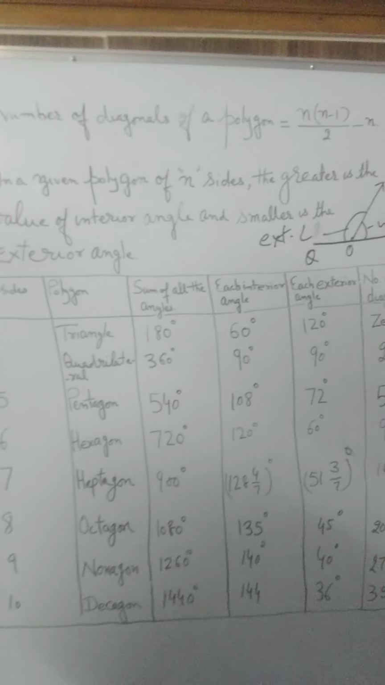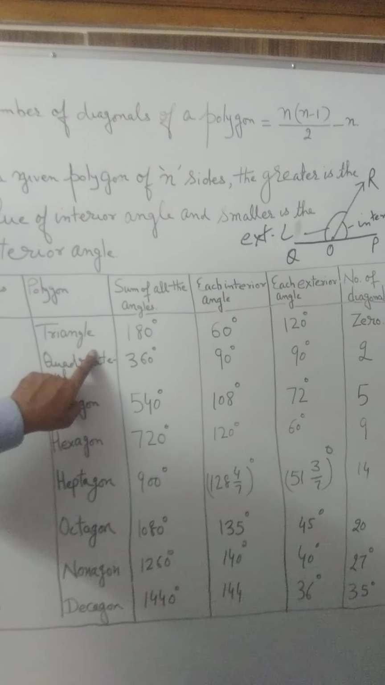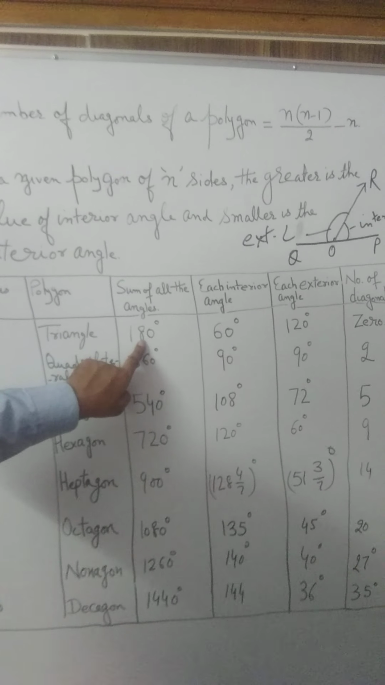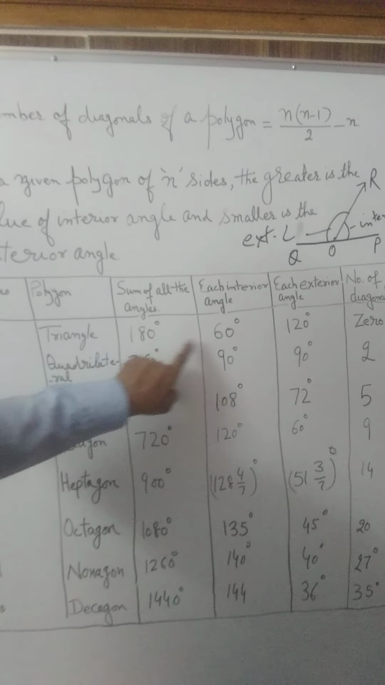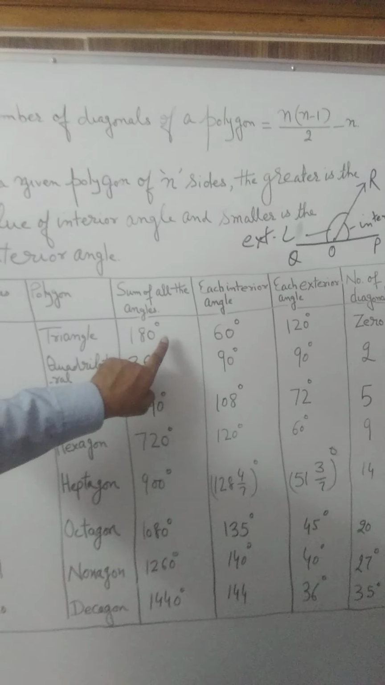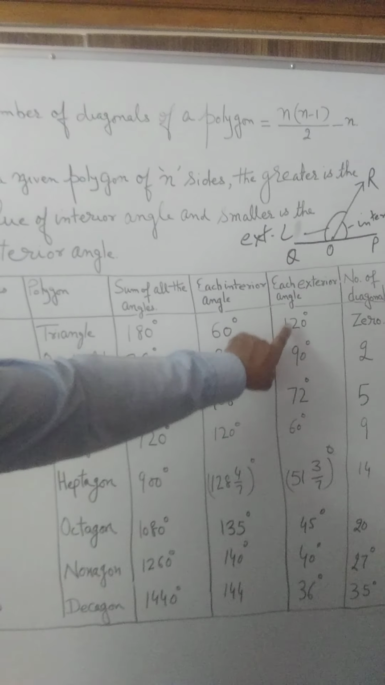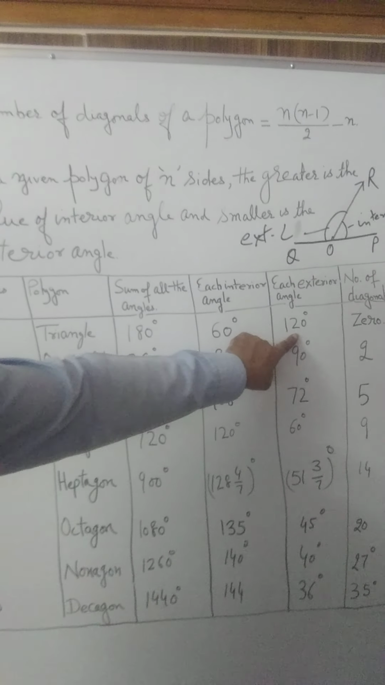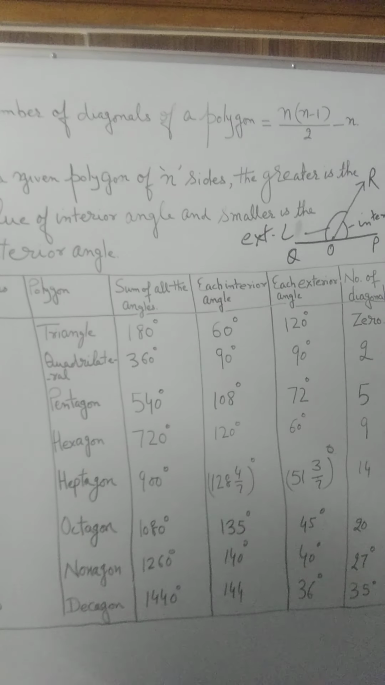When a polygon has number of sides 3, then it will be called a triangle, and the sum of these 3 angles will be 180 degrees because it is a triangle, and each interior angle will be 180 degrees divided by 3, that is equal to 60 degrees, and 180 degrees minus 60 degrees is equal to 120 degrees, and number of diagonals is 0 because a triangle has no diagonal. That is why I have completed this strip.